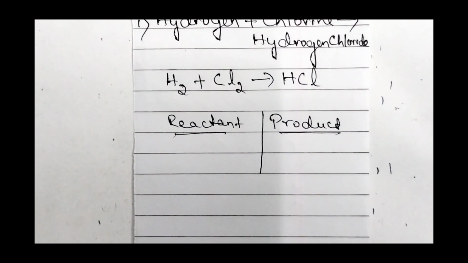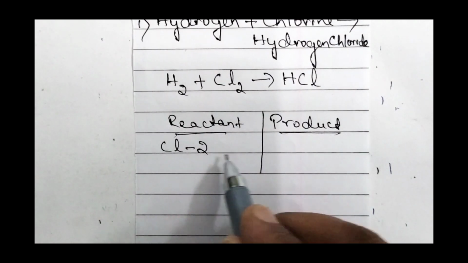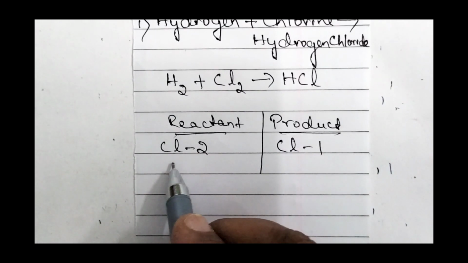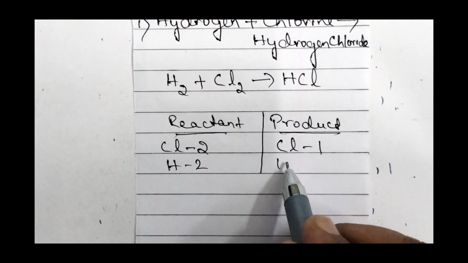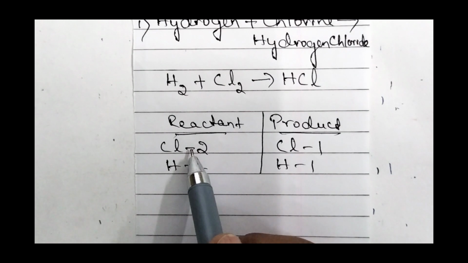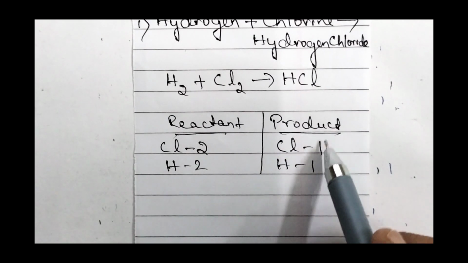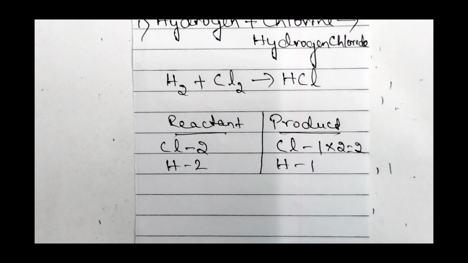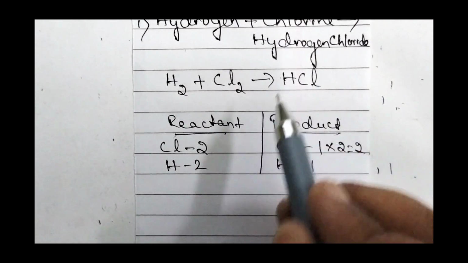Now first let us write the non-metal, chlorine. Here chlorine 2 is there, here chlorine 1 is there. Here hydrogen 2 is there, here hydrogen 1 is there. So now let us balance it. Let us first balance the chlorine. Here reactant side 2 is there, product side 1 is there. So 1 is multiplied by 2 to get 2. So now this 2 should be multiplied here.